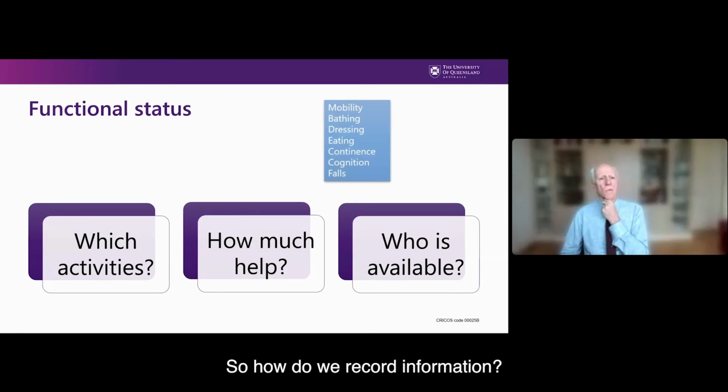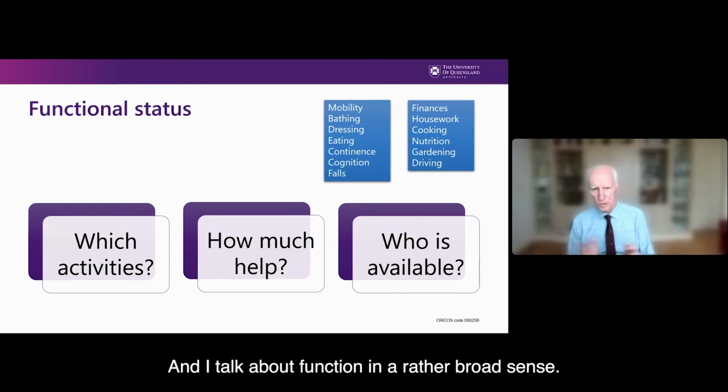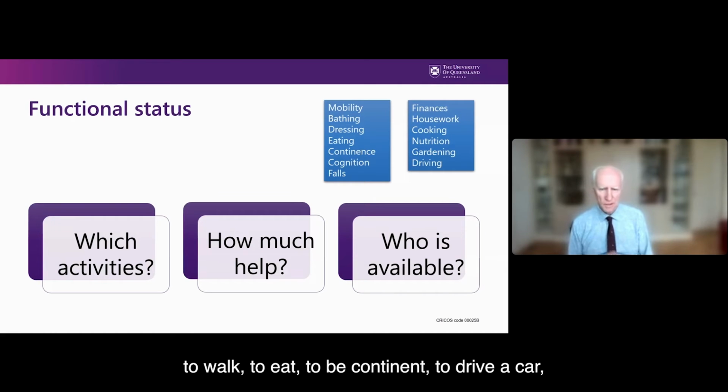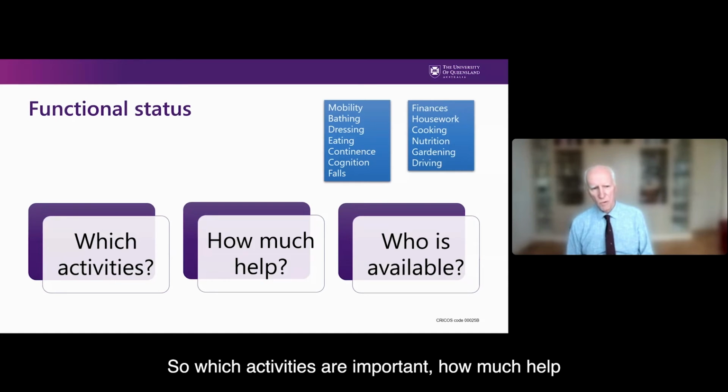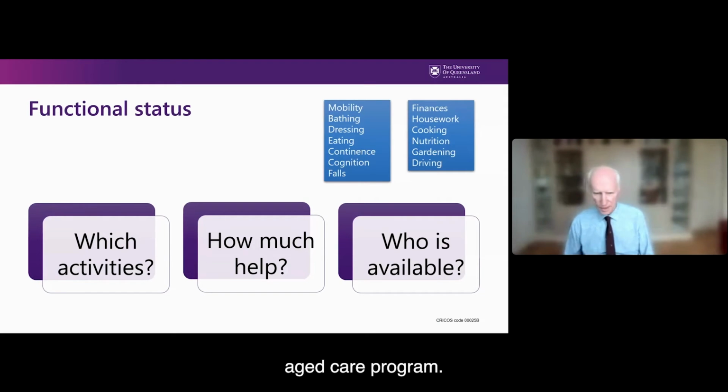So how do we record information? I talk about function in a rather broad sense. We're thinking about phenomena such as ability to walk, to eat, to be continent, to drive a car, to manage one's finances and so forth. So which activities are important? How much help does a person need to conduct those activities? And who is available to provide that support are really the drivers of what happens in the aged care program.